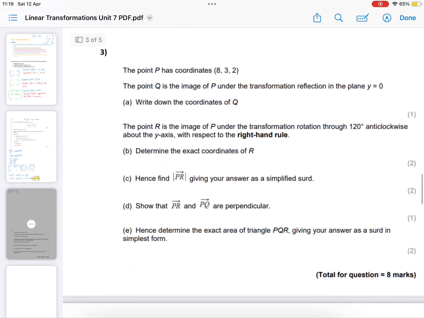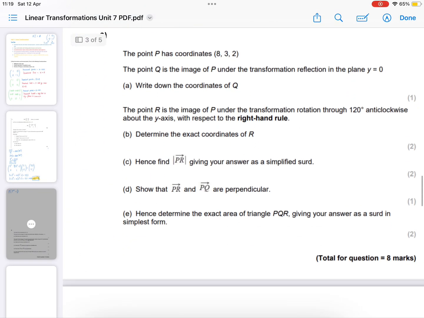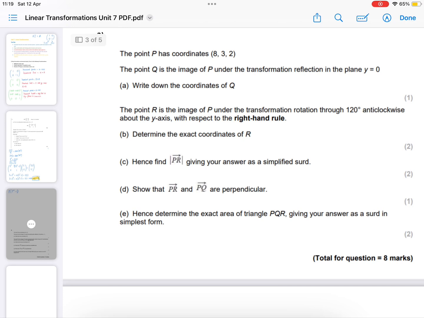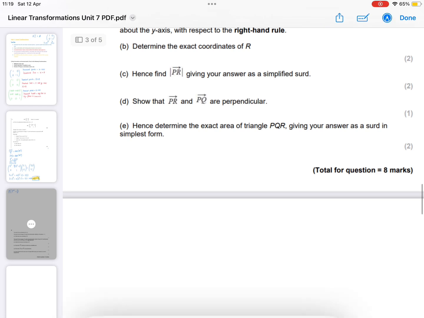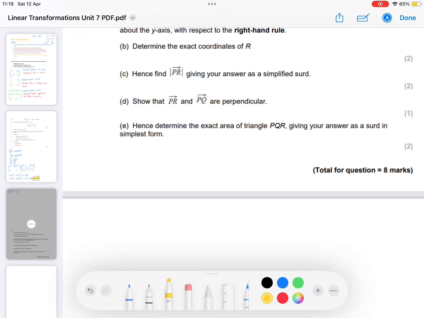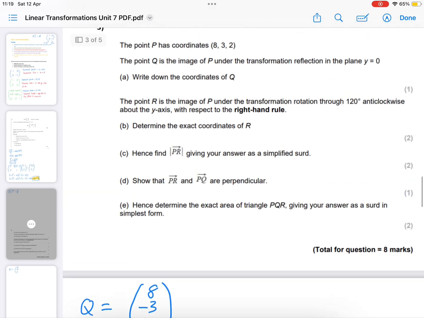Moving on to the next question. We've been told that the point P has coordinates (8, 3, 2), and the point Q is the image of P when we reflect that point in the plane y equals 0. So we need to write down the coordinates of Q. The y coordinate will have changed, and the new point is going to be (8, -3, 2). That's the new point.